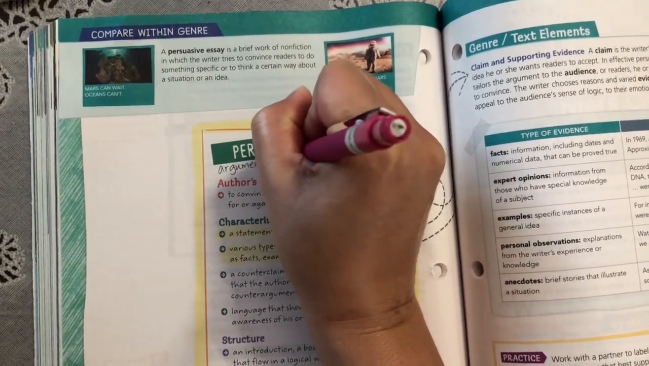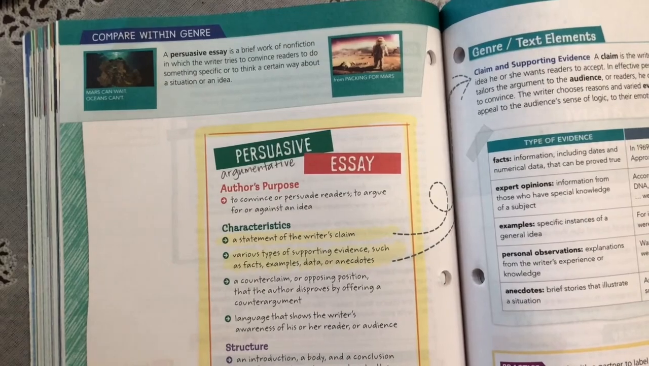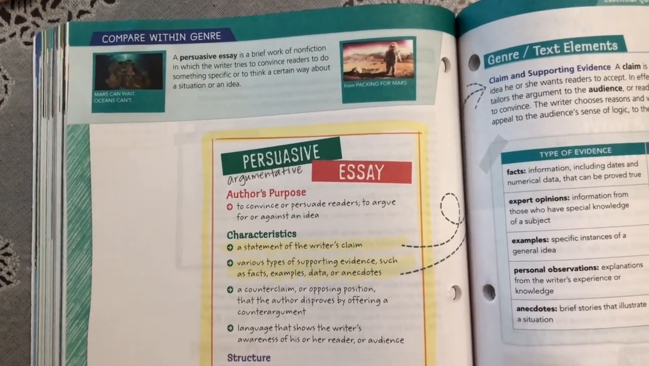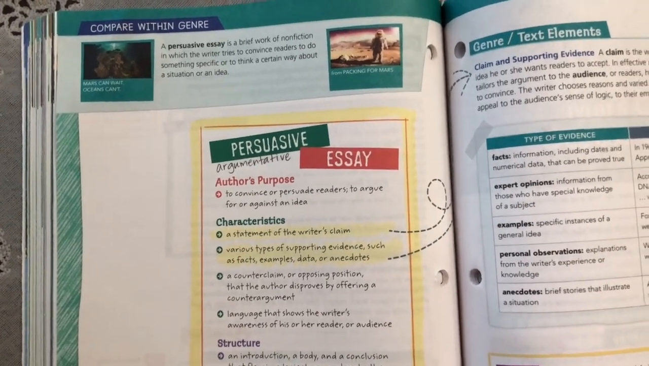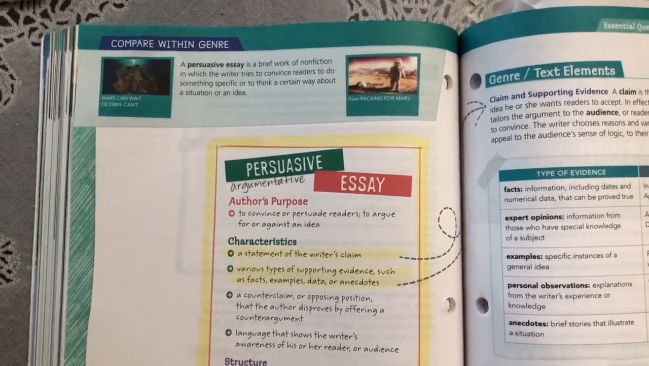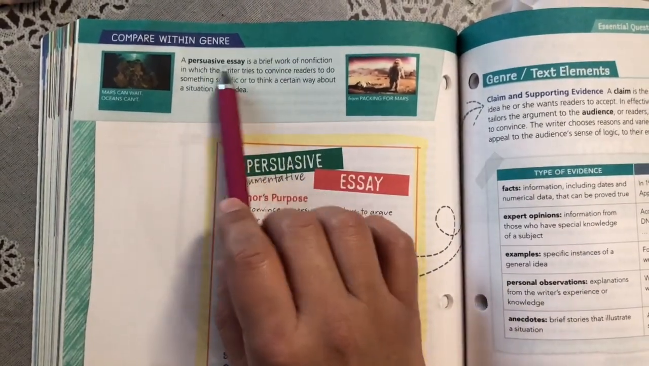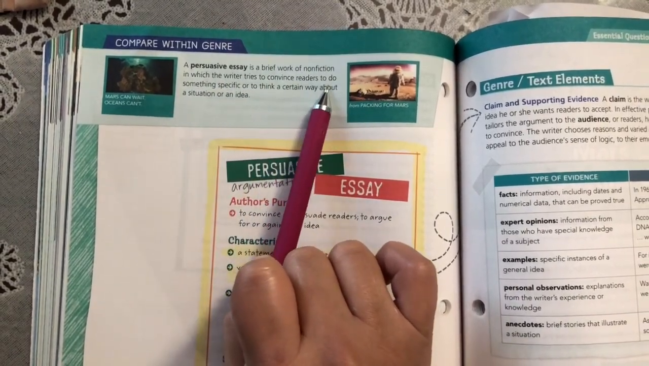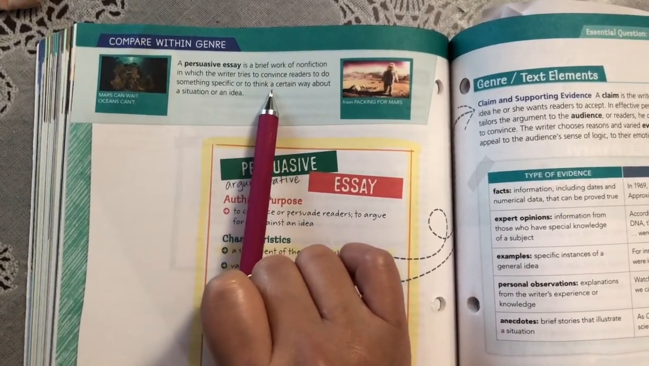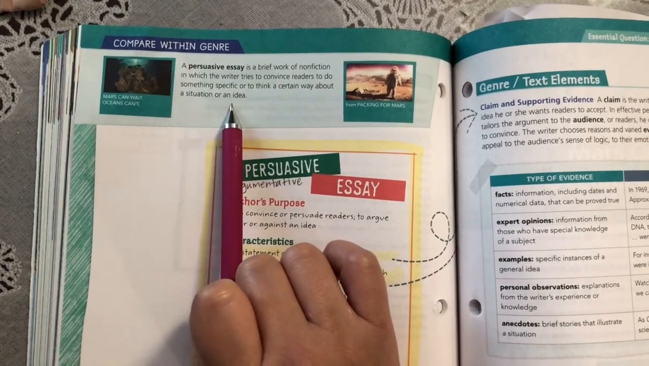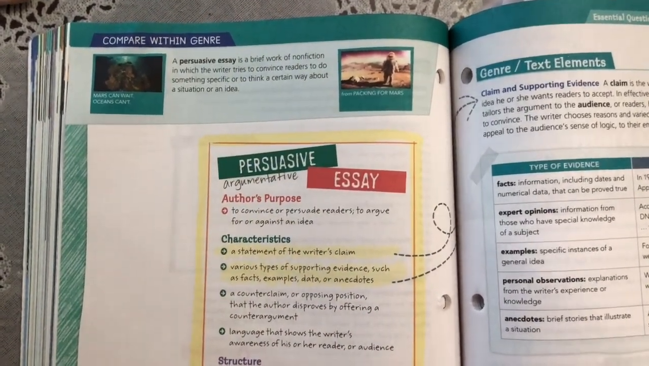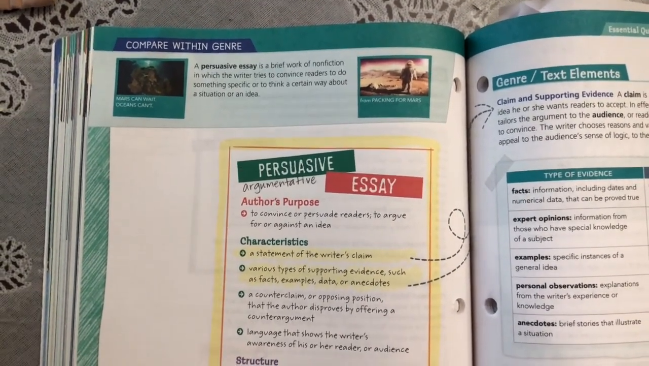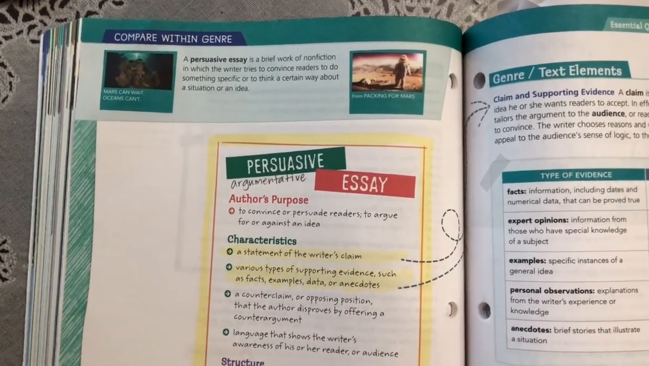argumentative essays. Okay? A lot of times we associate the word argument with like a disagreement or like people fighting and stuff like that, but really we're just trying to convince someone to agree with us, right? So a persuasive essay is a brief work of nonfiction in which the writer tries to convince readers to do something specific or to think a certain way about a situation or idea. So they may not necessarily be trying to get readers to physically go out and do something. They just might be trying to change their opinion about something.